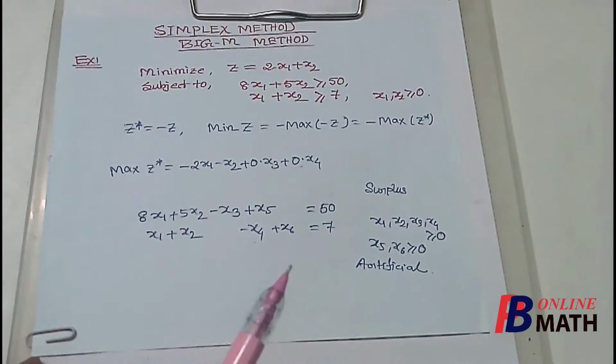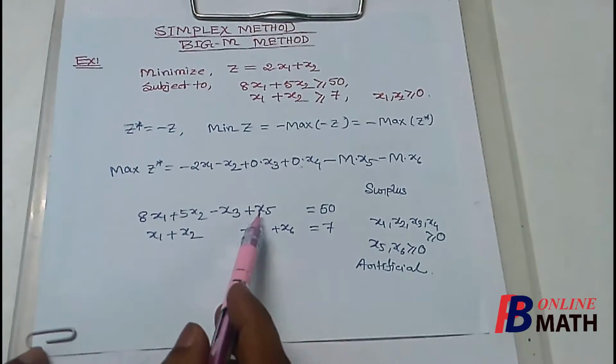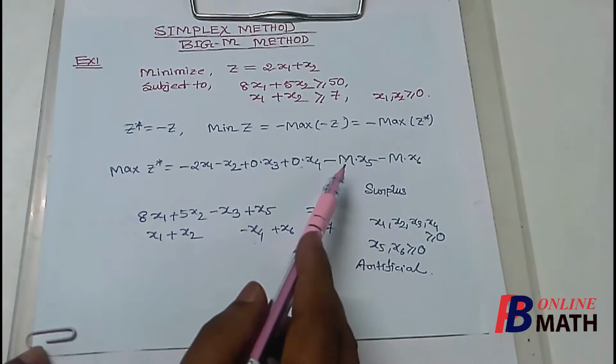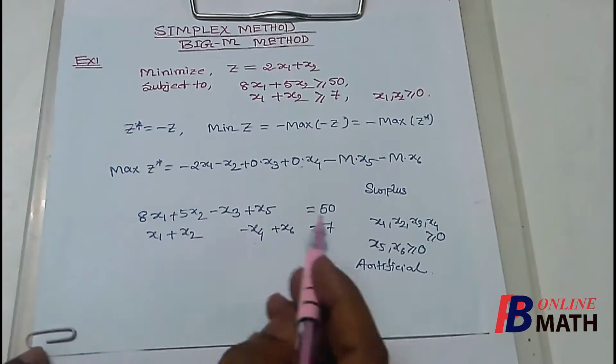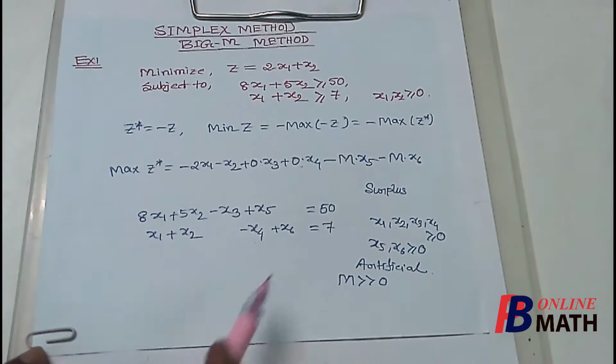Now x5 and x6 are artificial variables, so we do not want these variables at the final step. If the problem has a finite optimal solution, then these artificial variables x5 and x6 will be eliminated before we reach the final stage. In the big M method, the cost values of x5 and x6 are assumed as minus M and minus M, where M is a very large positive quantity, which tends to plus infinity.